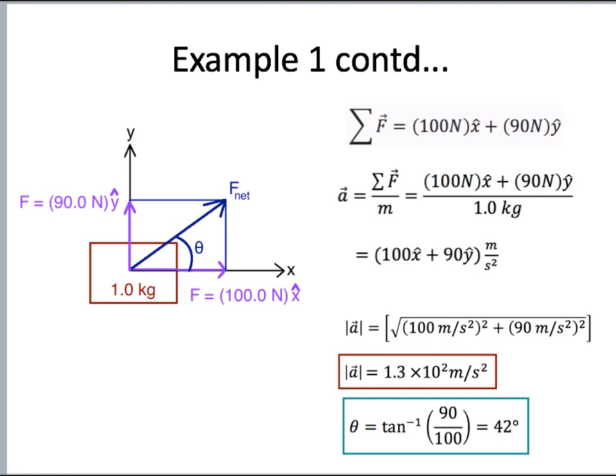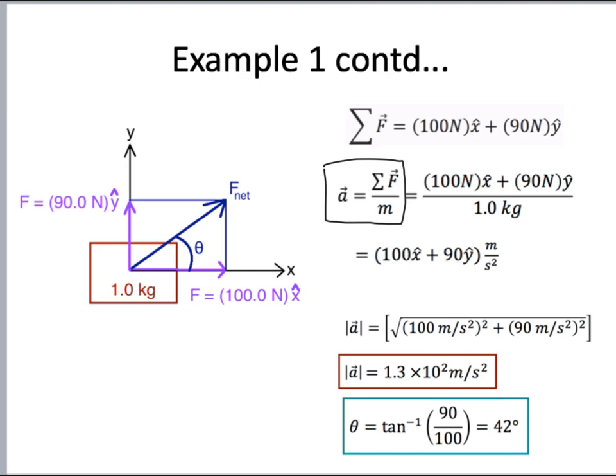Now, to find the acceleration, we can use Newton's second law. And we know that Newton's second law tells us that the acceleration is the sum of the forces divided by the mass, and we can see that the sum of the forces is simply going to be that 100 newtons in the x-hat direction plus the 90 newtons in the y-hat direction. We can divide that sum of the forces by the mass, which is 1 kilogram, and that'll give us the acceleration, which is 100 in the x-hat plus 90 in the y-hat, meters per second squared.